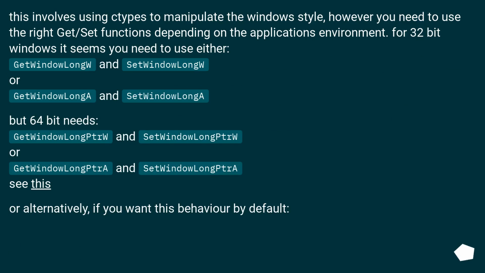This involves using ctypes to manipulate the Windows style. However, you need to use the right get/set functions depending on the application's environment. For 32-bit Windows, it seems you need to use either GetWindowLong and SetWindowLong, or GetWindowLongW and SetWindowLongW. But 64-bit needs GetWindowLongPtr and SetWindowLongPtr, or GetWindowLongPtrW and SetWindowLongPtrW.